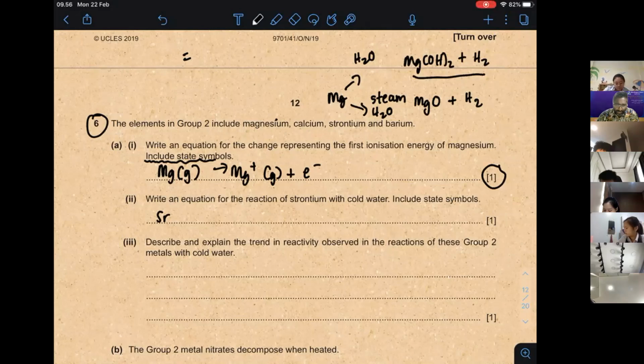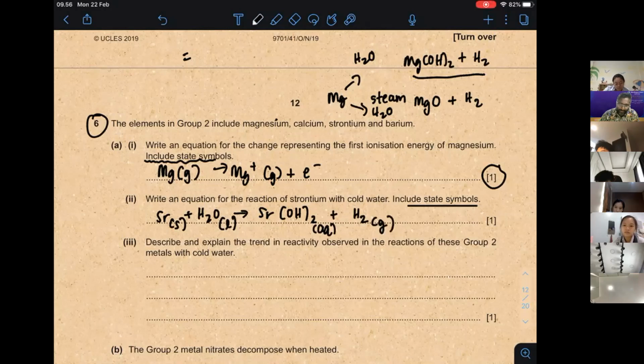So it means that when strontium reacts with water, it is going to give you strontium hydroxide plus hydrogen gas. This is going to be the equation. Since they mentioned state symbols, you need to write the states. Strontium is solid, water is liquid, the hydroxide is aqueous, and hydrogen is gas. The only thing left to do is to balance the equation, by putting 2 there.